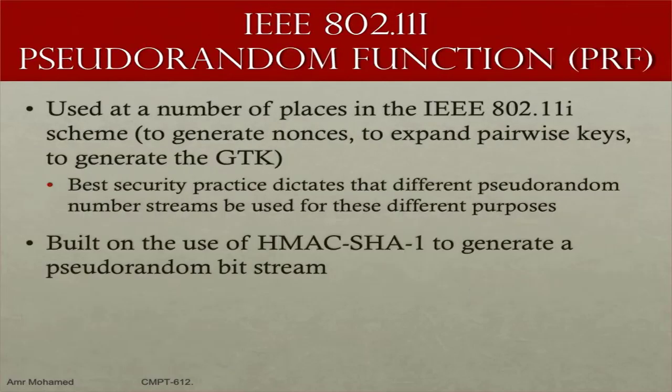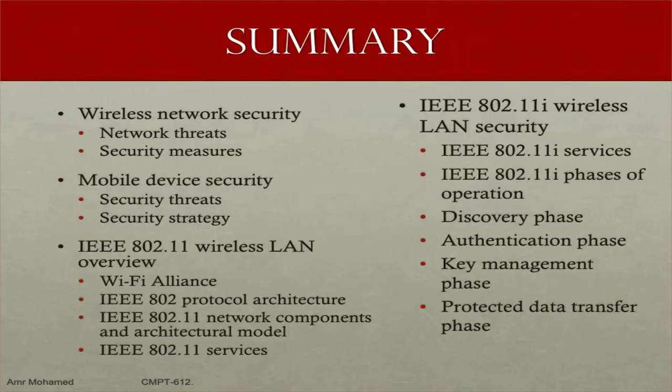To generate the pairwise transient key from the master key, as we said, we use some kind of hashing or pseudo-random function, and in that case the standard recommends the use of HMAC with SHA-1 for the hashing. It's just a recommendation. So that's the summary for this part.